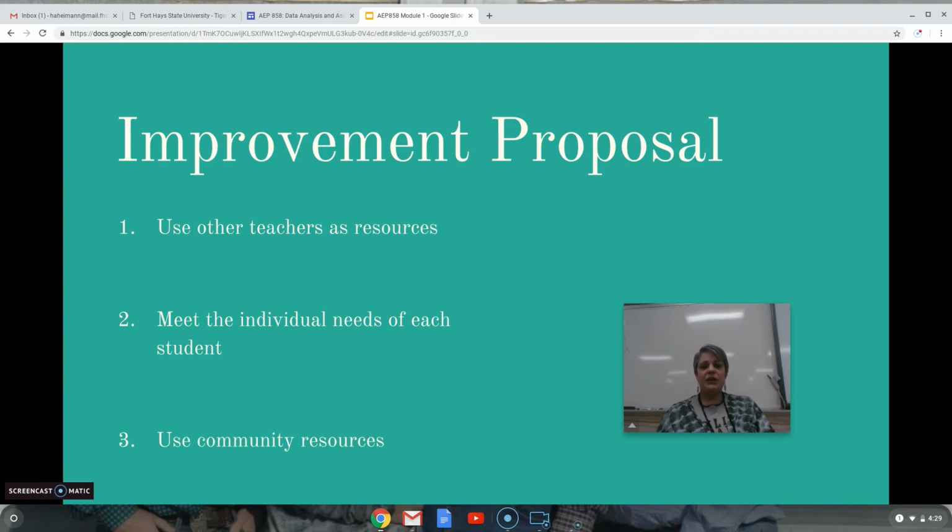and just kind of get a better feel of these are the things they need in the real world. How are they going to use that algebra in the real world? So I'm hoping that maybe some of those community resources will help them out.